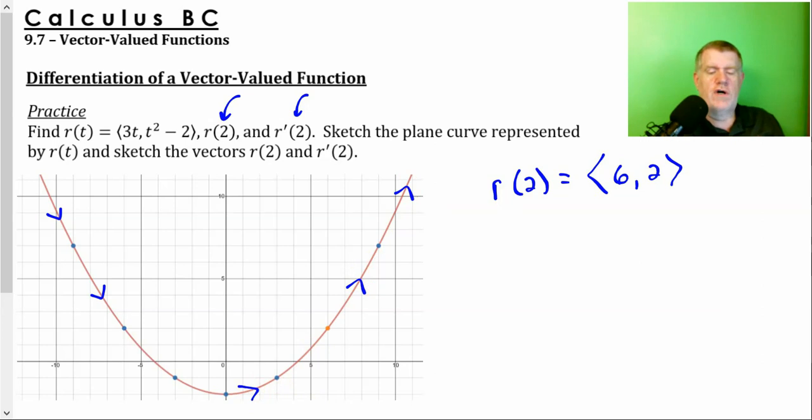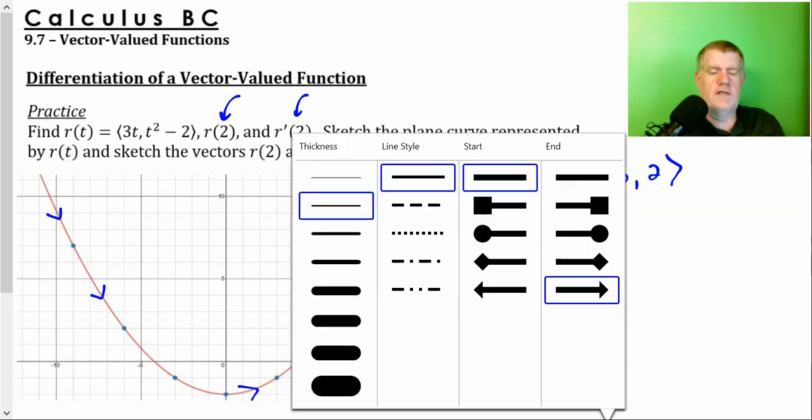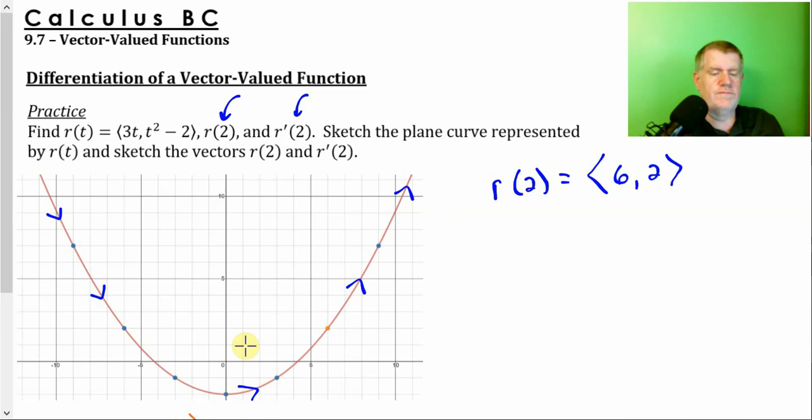So if I draw the vector 6, 2, we start at the origin, and right there. Notice how I did the one point in orange just to differentiate from the rest. I'm having a real hard time getting it just exactly. Okay, so that's your vector 6, 2.